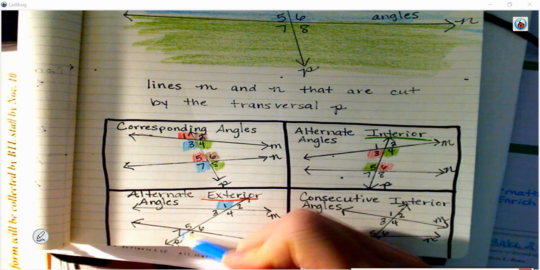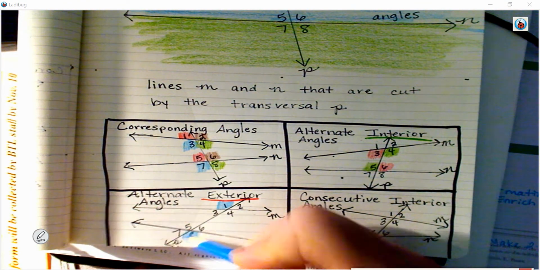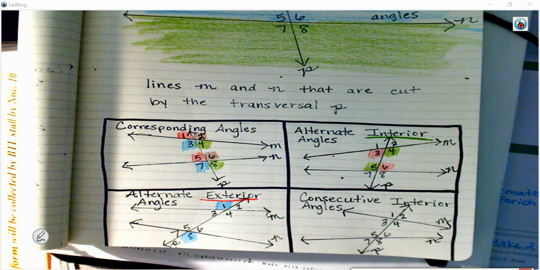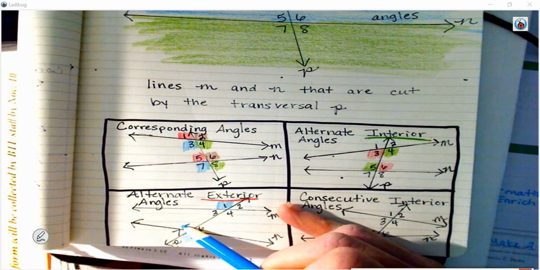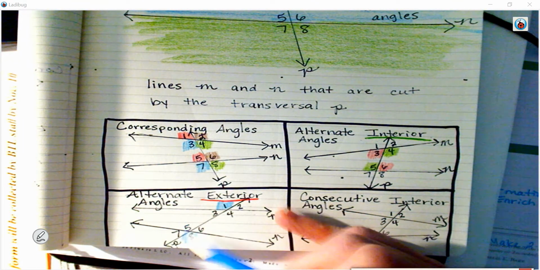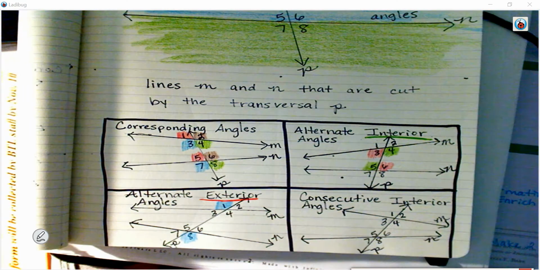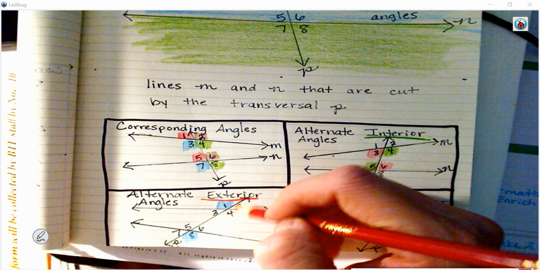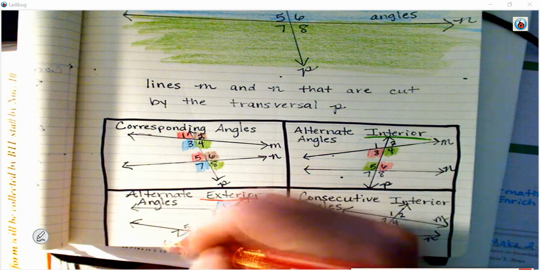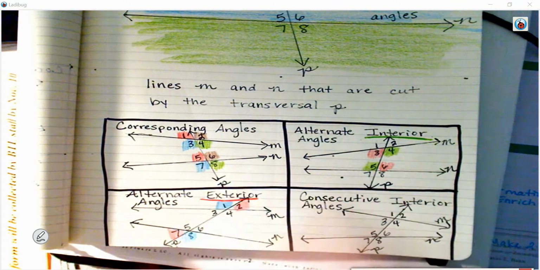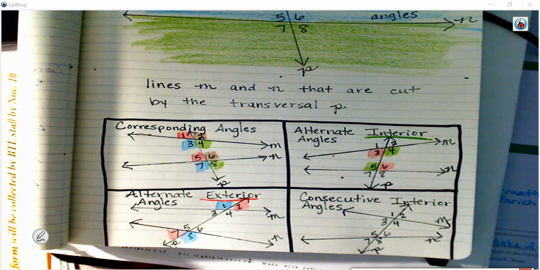7. Exterior only. 8. Alternate exterior. If you say 5, well, 5 would be a corresponding angle. It's in that same general location, but 5 is interior, not exterior. So exterior only. 2 would in fact match up with 7. They are on alternating sides of that transversal, and they are exterior angles.